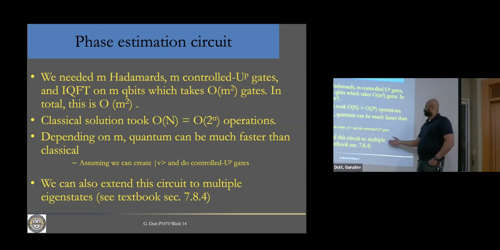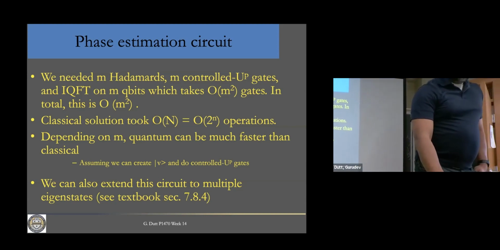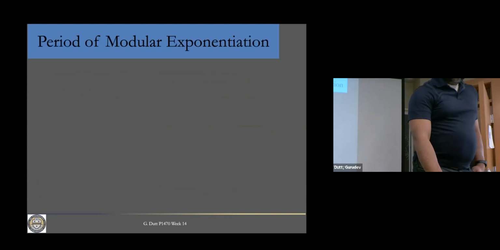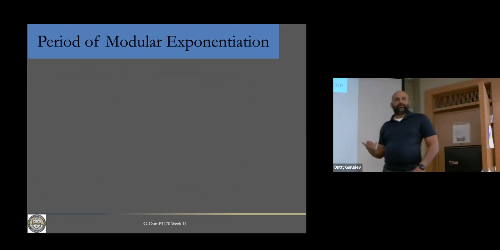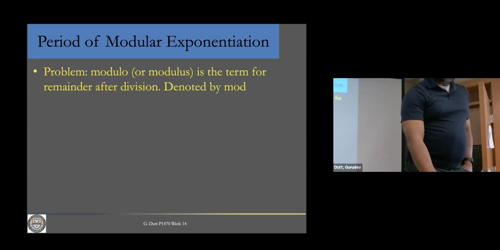All right, we can extend it to multiple eigenstates. We only took one eigenstate, but there are other problems where you may have multiple eigenstates, and you can extend it. You can look at the appropriate section in your textbook to see how that's done. I think it's not super important at this point, so I'll refer you to that. Okay, so if there are no more questions, I want to move on to the next algorithm, unless you have questions for the phase estimation. If you do, you can always come talk.